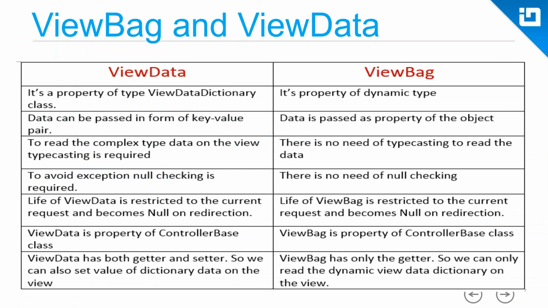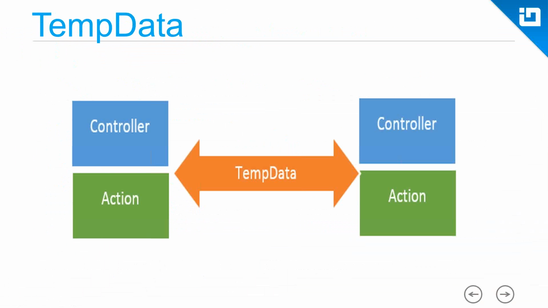The life of ViewData is restricted to the current request and becomes null on redirection. Same goes with ViewBag. ViewData is a property. So these are the differences which you can read later. I'll share the PPT with you.